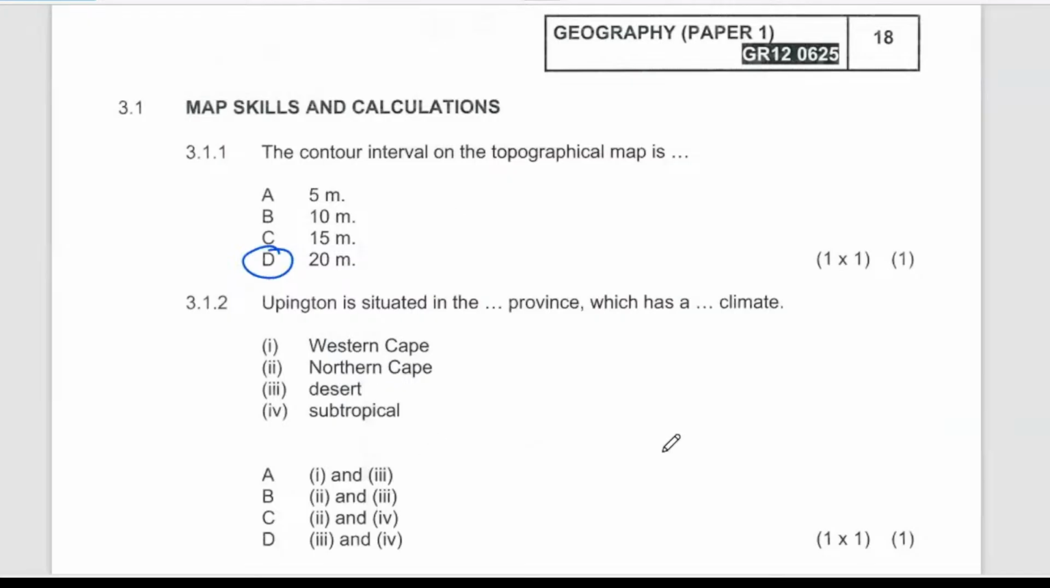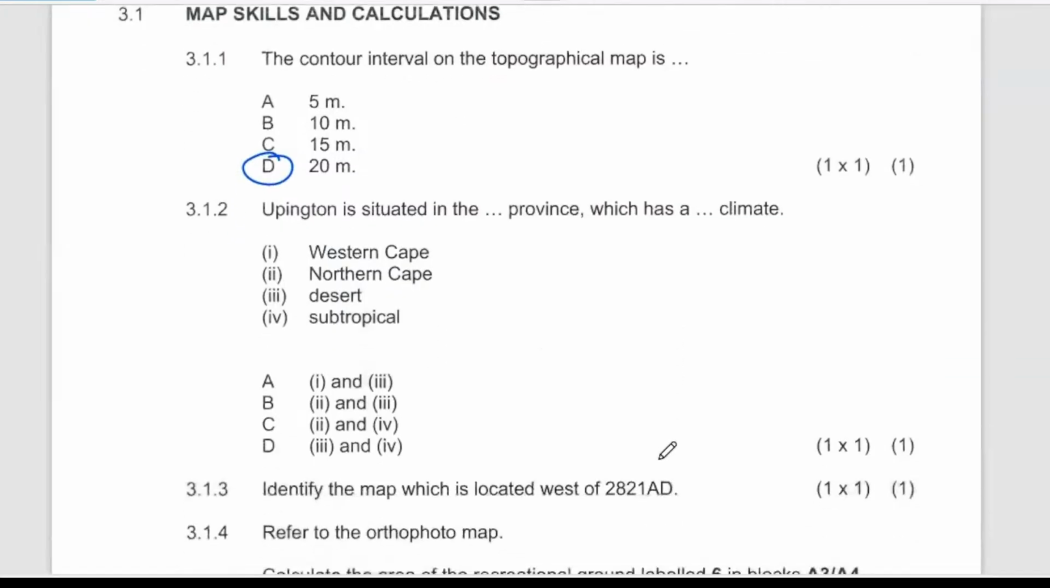That's 20 meters. Upington is situated in which province, and what kind of climate does it have? We have talked about that. According to the map information, Upington is located in the Northern Cape province. And also what kind of climate does it have? It has a typical desert climate. So it's item number 2 and item number 3, which are combined at letter B.